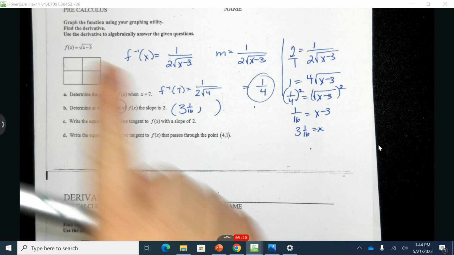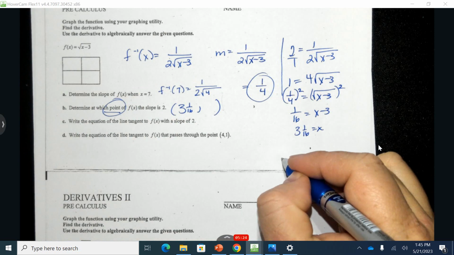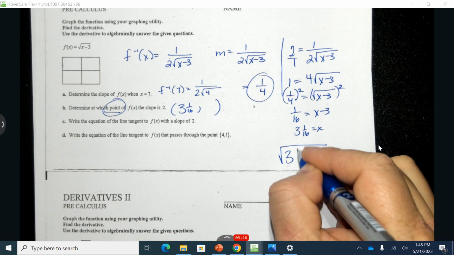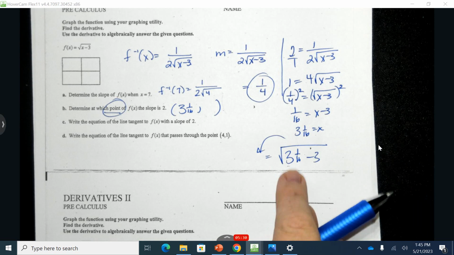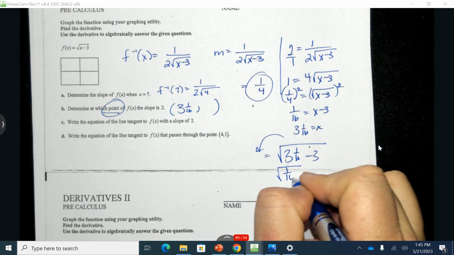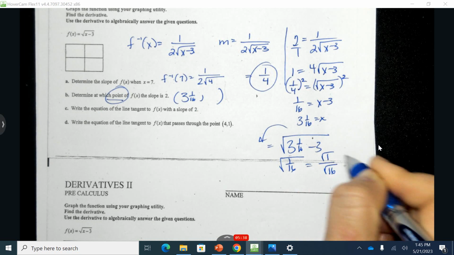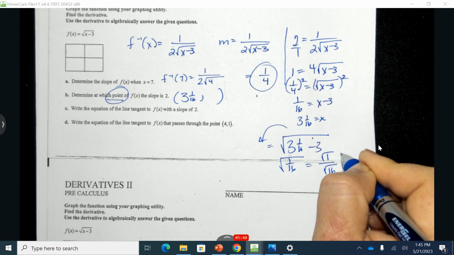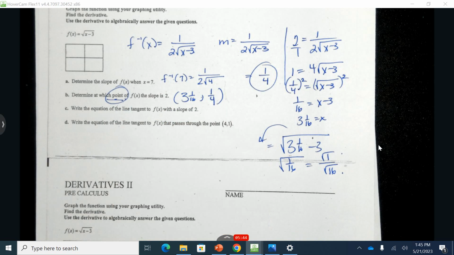I come right back up here. So I'm going to substitute in 3 and 1/16, and I want to know what is the output. Well, 3 and 1/16 minus 3 gives you just 1/16. And the square root of 1/16 is the same as the square root of 1 over the square root of 16, which provides us an answer of 1 over 4. There is the point, the ordered pair.